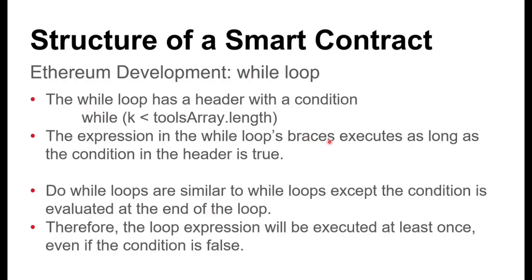And there's also a while loop. A while loop also has a header condition. We can see here, while k is less than the array length, the expression will loop in the braces, as long as the condition in the header is true. And then there are do while loops, which are exactly similar to while loops, except you can guarantee that the expression will be executed at least one time.